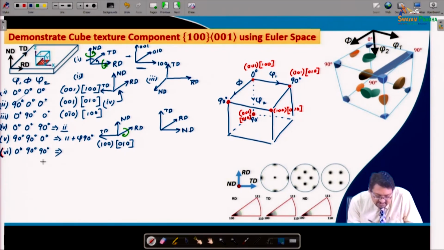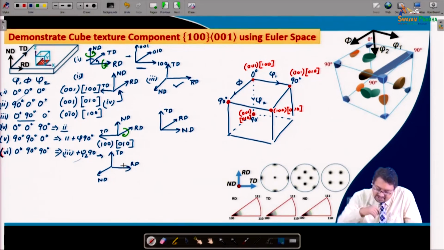We have to take the phi equal to 90 degree, that is the third one, this one, and then we have to rotate by phi 2 equal to 90 degrees, right. And now, how will this happen? Let us take this one, which is given here, right. Now, we take this TD, this ND and this RD, and we give a rotation by using the right hand thumb rule, like this.